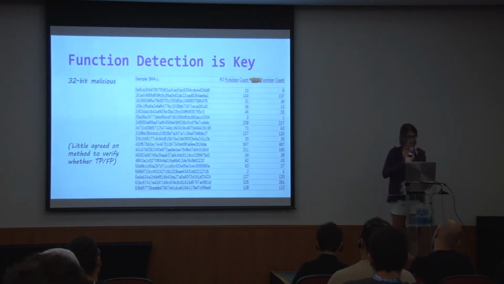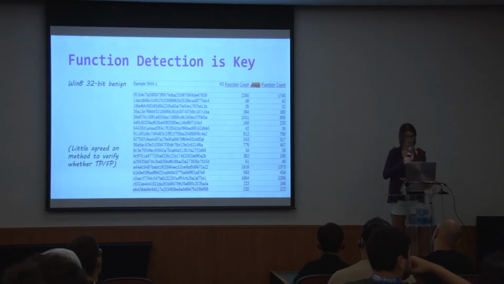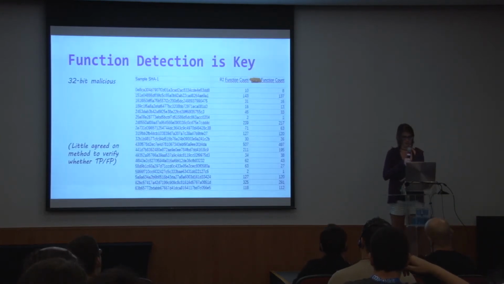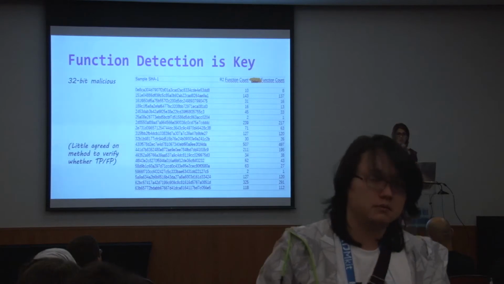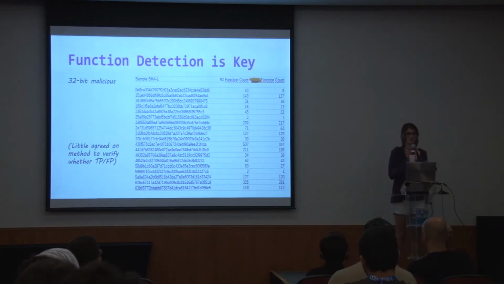I tried this comparison first on Windows 8 system files, benign files, and on another set of malicious files. And it turns out malicious binaries are a lot more homogeneous in how they look in their binary structure than benign files.